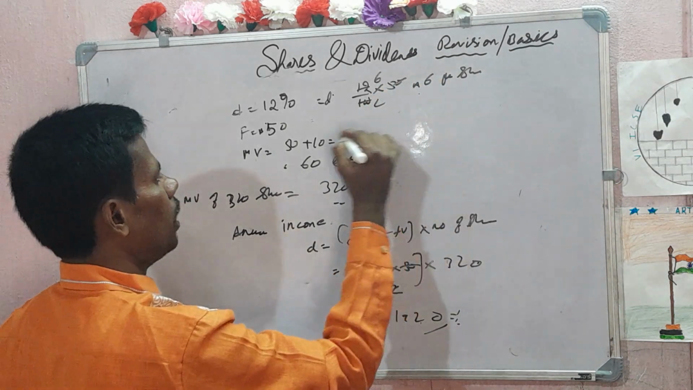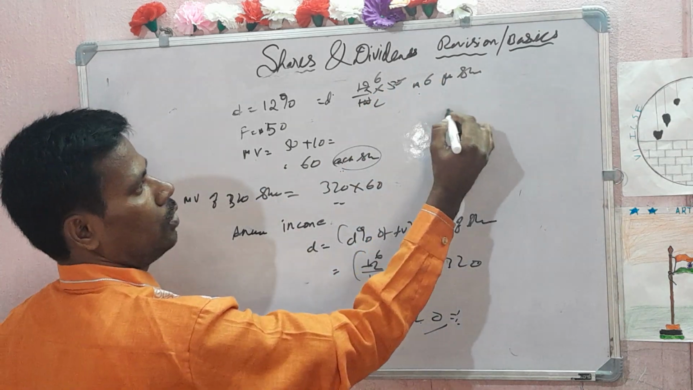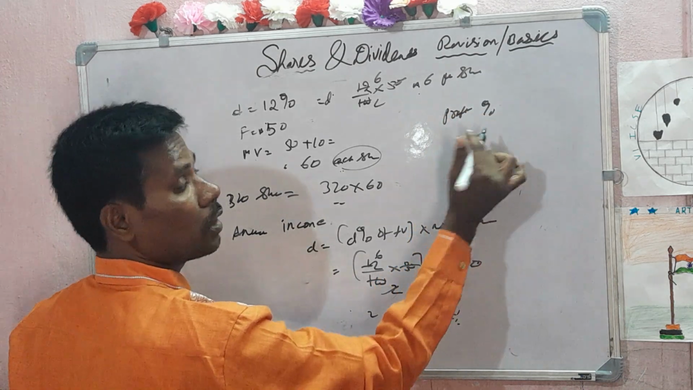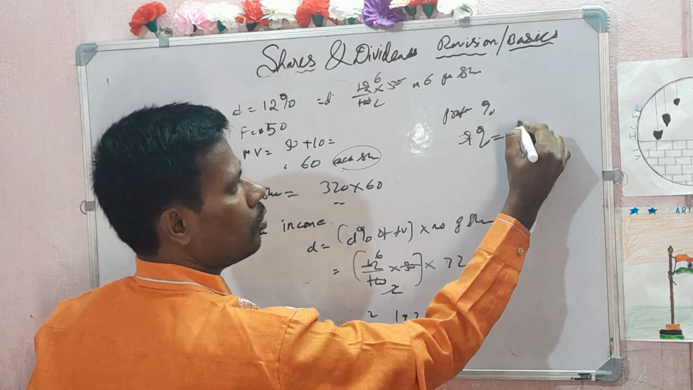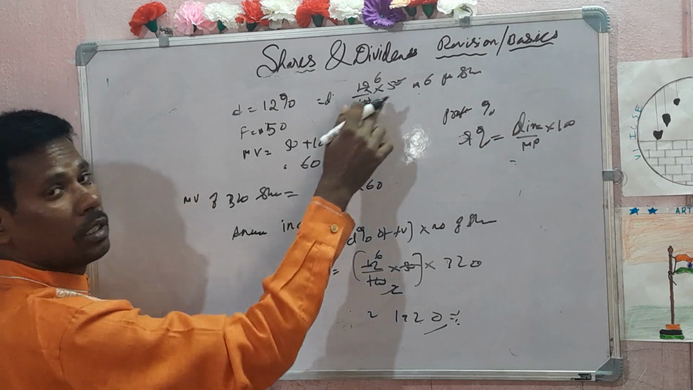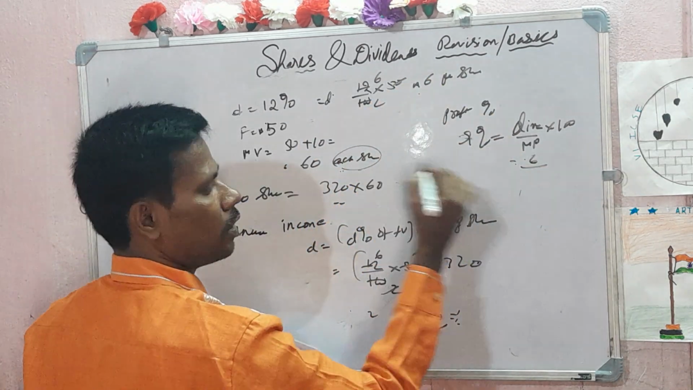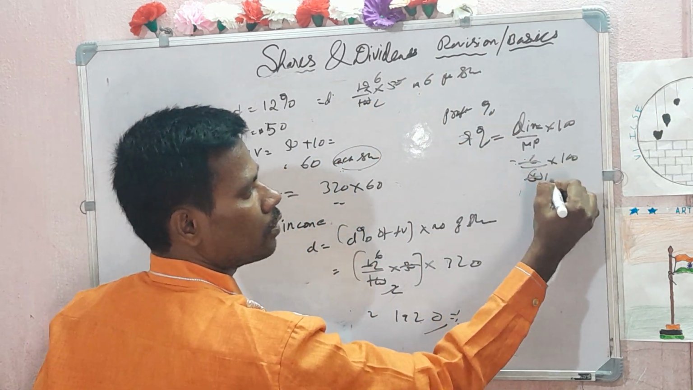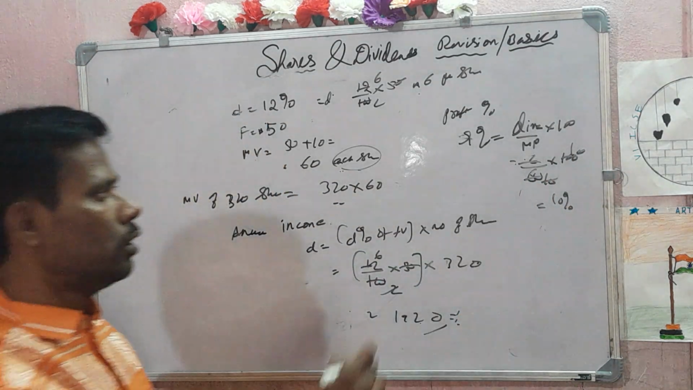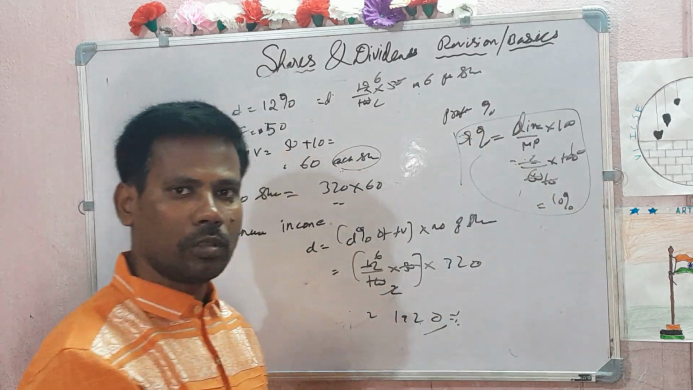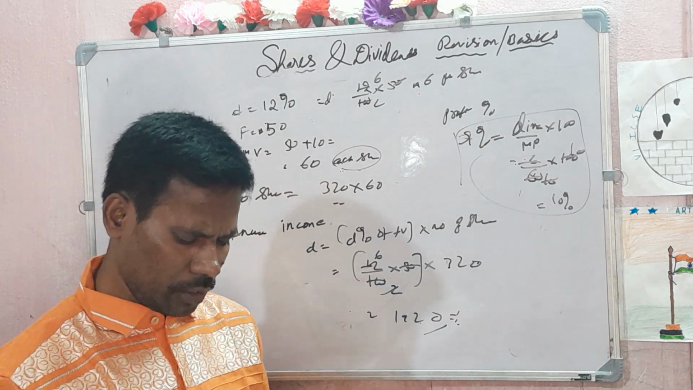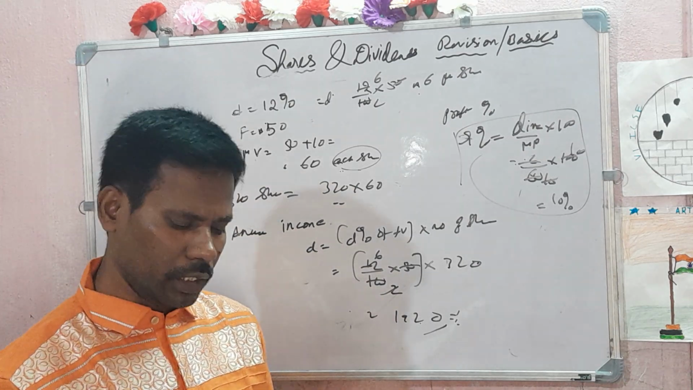So this is per share, and the market price per share is 60. So the profit percentage, or rate percentage, is equal to dividend by market price into 100. What is the dividend here? Dividend per share 6 by market price 60 into 100, which is 10%. I will be using this everywhere, so I am continuing with that. The answer is 10, and that is the solution. Very simple, students.